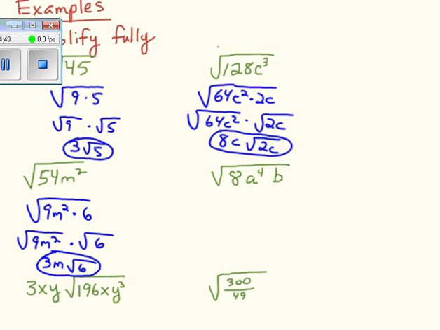So what did you put as your perfect square factor in this? 4a to the 4th, right? Times 2b. So I'm going to skip this next step. So what are we going to make the 4a to the fourth? 2a squared times root 2b.